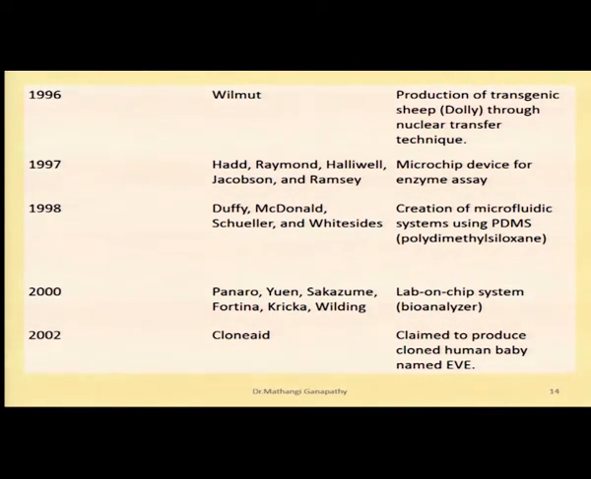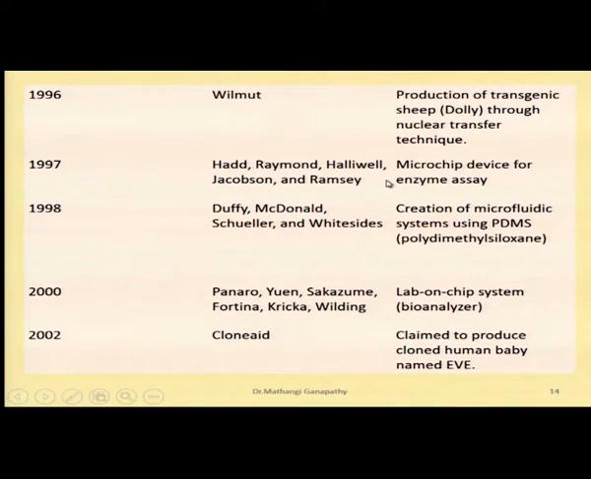So far we have been talking about recombinant protein production, or putting a human gene into a cell and asking that cell to produce the protein, secreted protein, and purify it. But creating a whole animal was a totally different scenario, and this was achieved by Wilmut et al. in 1996. In 1997 there was Hadd et al.